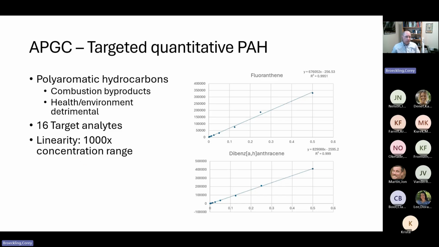One of the nice features of this instrument is we do have really strong linearity, so good dynamic range. We've got a 1,000-fold concentration range that we can quantify over. And this is just the calibration curve for two of the analytes.